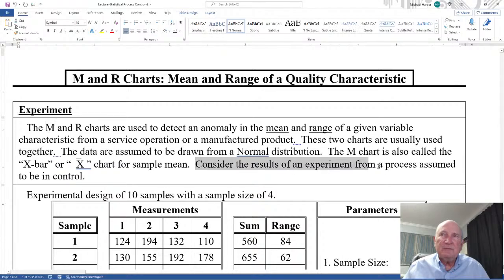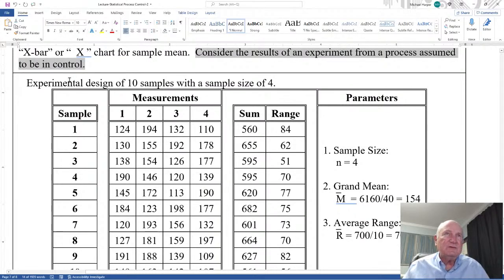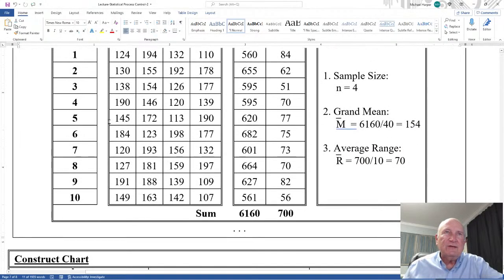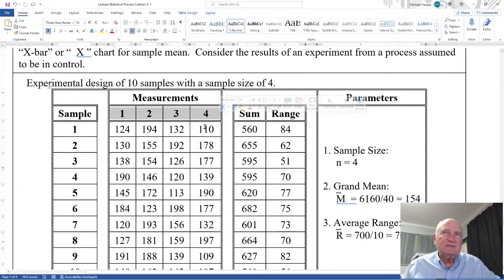Consider the results of an experiment from a process assumed to be in control. Now, this is going to be a little bit different than the other two. My experimental design is 10 samples with a sample size of 4. And notice, my experimental design is made up of two things: one, the number of samples, and two, the sample size. So those two pieces of information define the experimental design. Okay? Well, so here I have 10 samples, and there they are. Here the sample size is 4 measurements. But in this case, notice what I do.